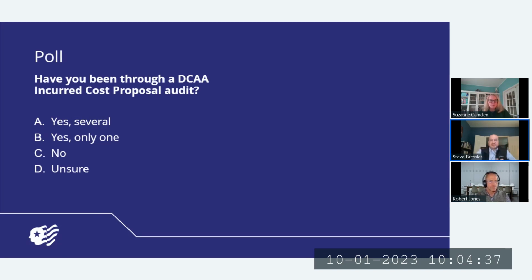I'll go ahead and read the poll question for you, Robert. Have you been through a DCAA incurred cost proposal audit? Yes, several. Yes, only one. No, or you're not sure.